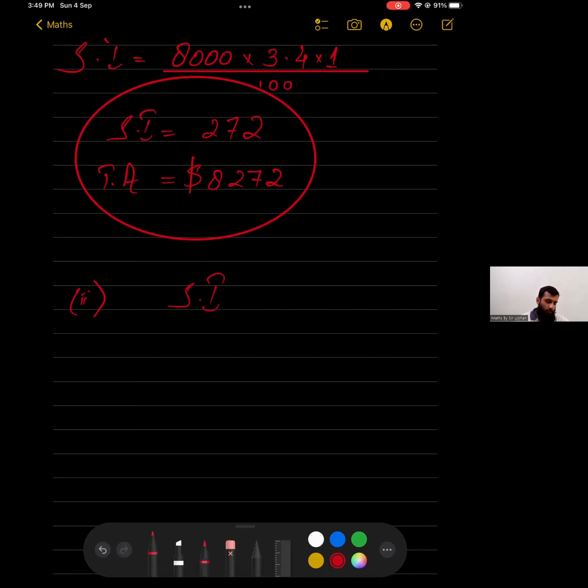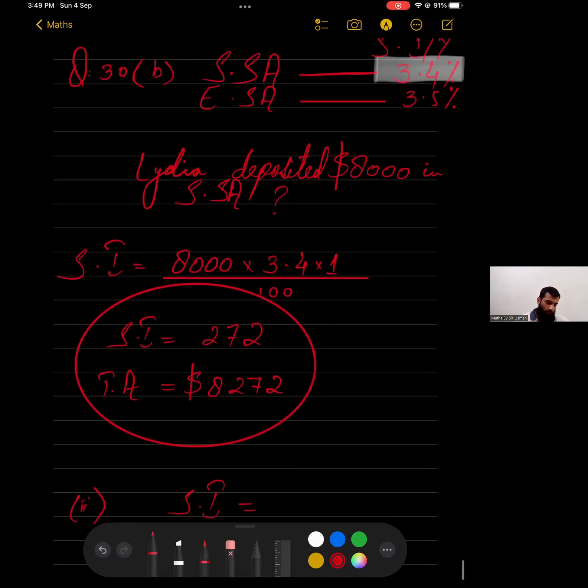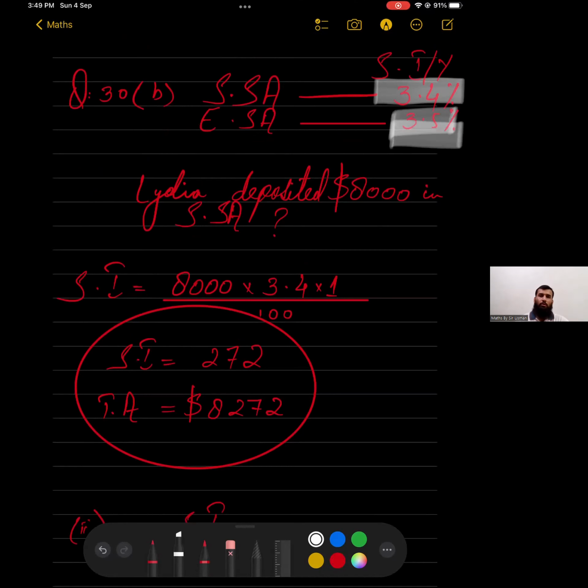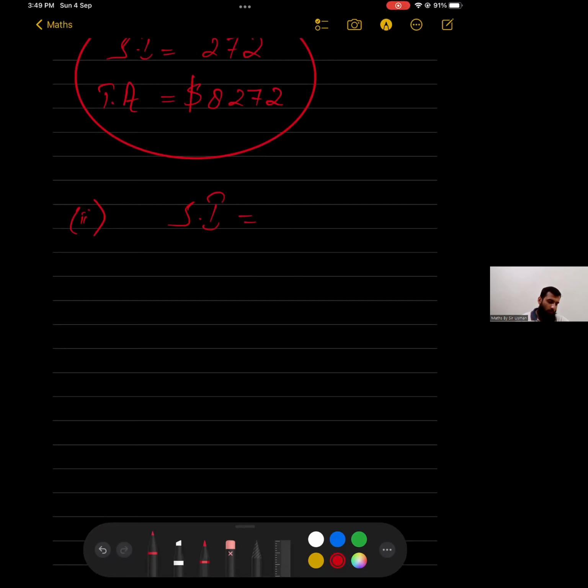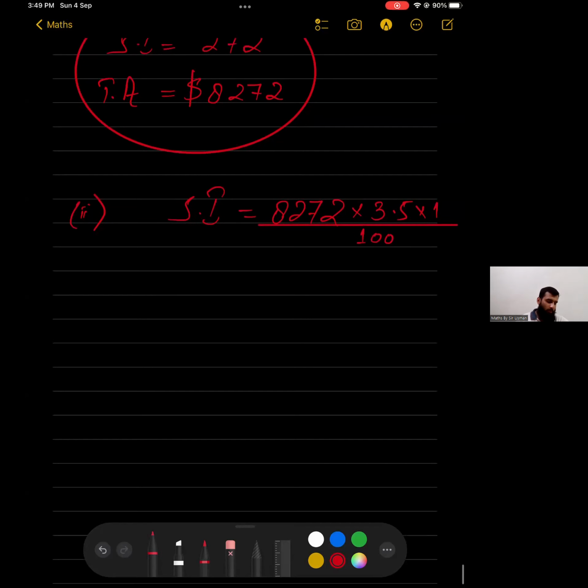तो पार्ट 2 में हमने क्या करना है, हमने एक्स्ट्रा सेवर अकाउंट में पुट करनी है वैल्यूज. Now the simple interest is going to be charged at 3.5%. If you see 3.5% एक्स्ट्रा सेवर का रिटर्न है, उस पर ये चार्ज होगी अमाउंट. This is 8272 times 3.5, then again it is for 1 year as well, divided by 100. Simplify this and tell me your answers, everyone.